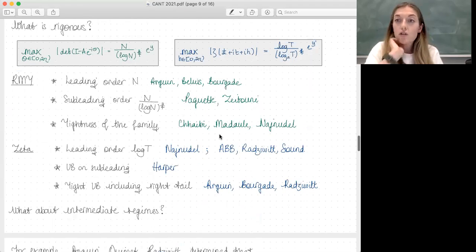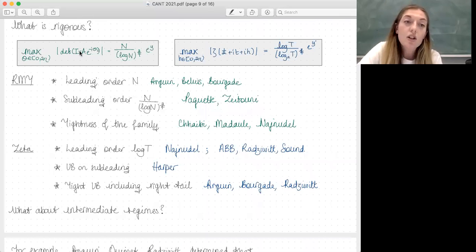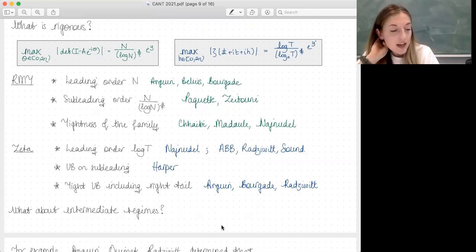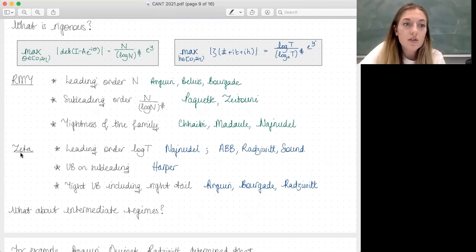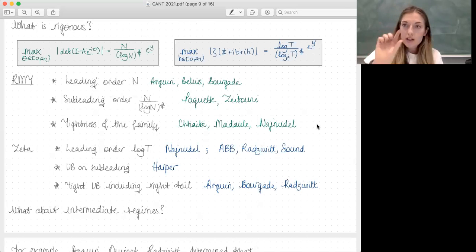So there's been a lot of work done to understand both of these conjectures, the number theoretic and the random matrix theory ones. I'll let you read the series of authors on the slide, but let me just pick out that from the Zeta range, this third bullet point is the strongest. This is work of Arguin, Bourgade and Radziwill, which actually gives information exactly on this random aspect of the maximum conjecture.